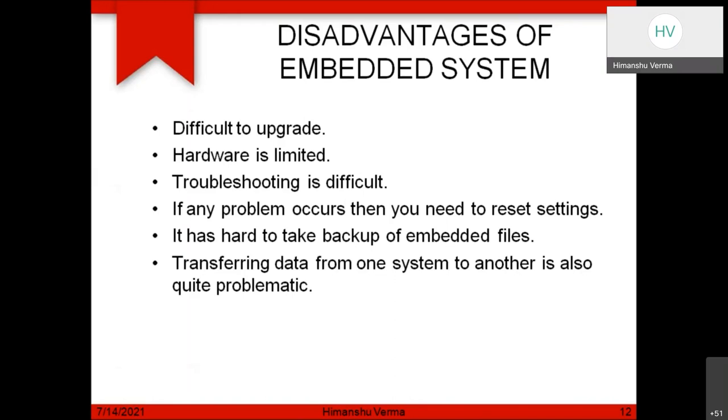The third disadvantage we have is that troubleshooting is also difficult. Because a general purpose system has different separate, externally connected devices, we can troubleshoot step by step to find out which circuit is creating the problem. We can even replace or maybe repair it. But in the case of these small systems, the whole system is within that chip or maybe a small circuit, so it is very difficult to find out the problem.